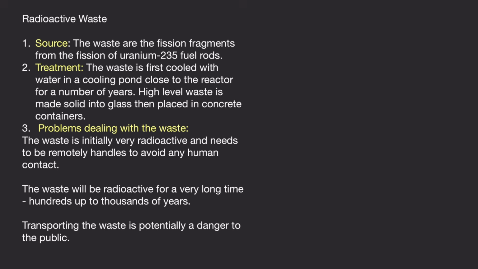We also need to talk about radioactive waste. The source of radioactive waste are typically fission fragments from the fission of uranium-235 in fuel rods, but it could also be other sources. In terms of treatment, the waste is first cooled with water in a cooling pond, which is quite close to the reactor, and this happens for a number of years. The high-level waste is then usually made solid into glass, and then it's placed into concrete containers.